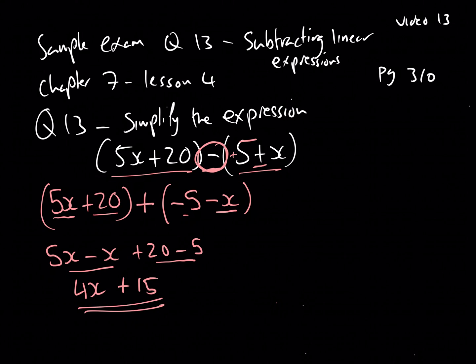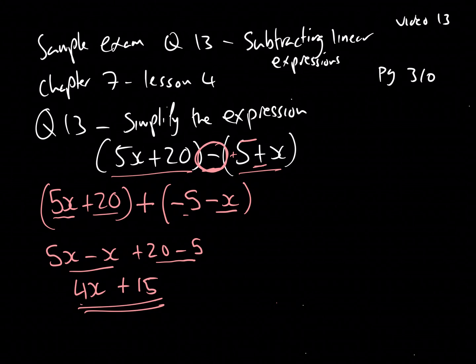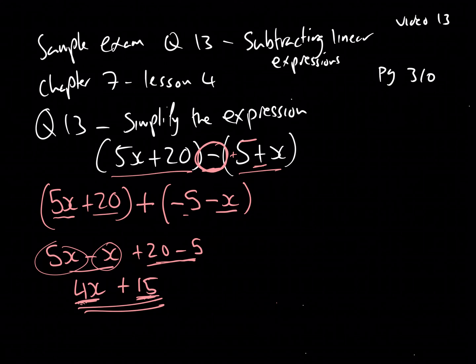Okay, that's the answer. You can't simplify this anymore. You cannot add 4x and 15 to make 19x. That is wrong. You can only add like terms. So here we have 4x. You can only add this to other x's, other numbers with x. And here we have 15. You can only add this with other numbers without letters. 4x plus 15 is answer choice D.